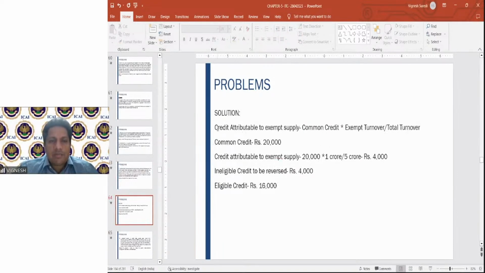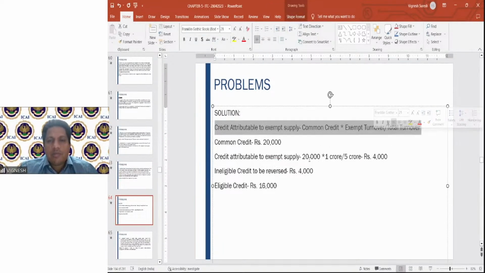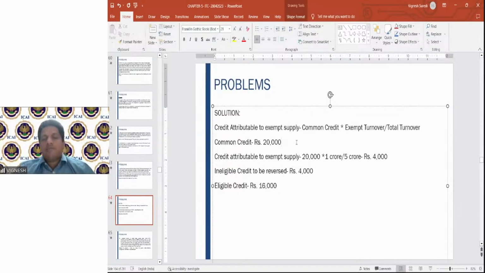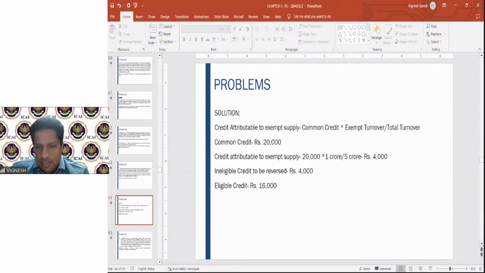Credit attributable to exempt supply is common credit into exempt turnover by total turnover. Common credit is 20,000, which is nothing but for that lining and thread. Ineligible credit to be reversed is 4,000. Eligible is 16,000. I hope you got the clarity. Good.